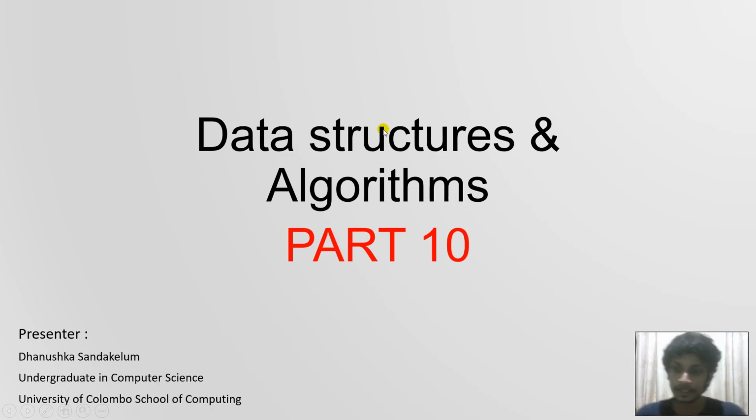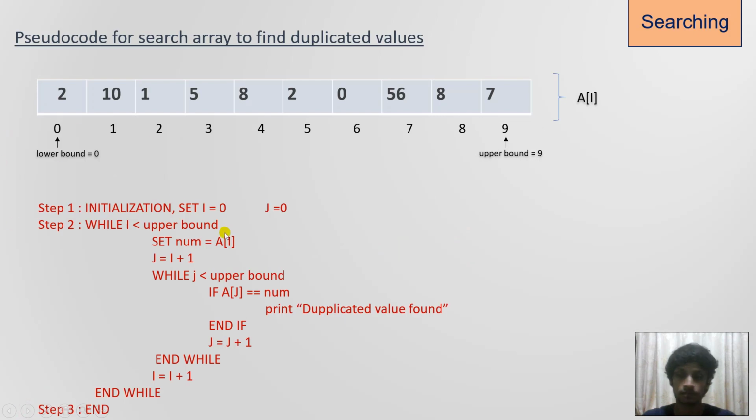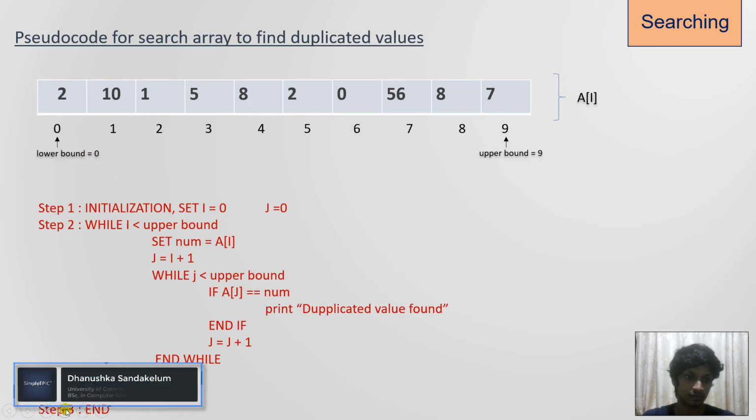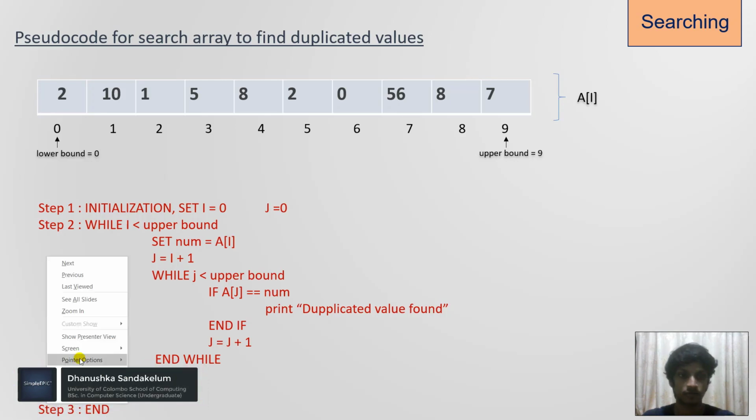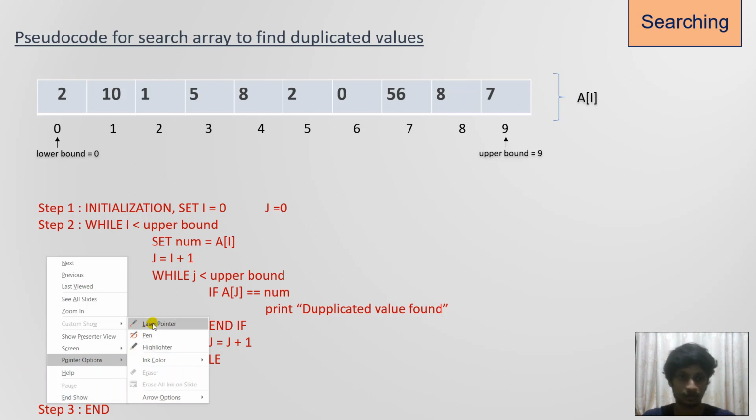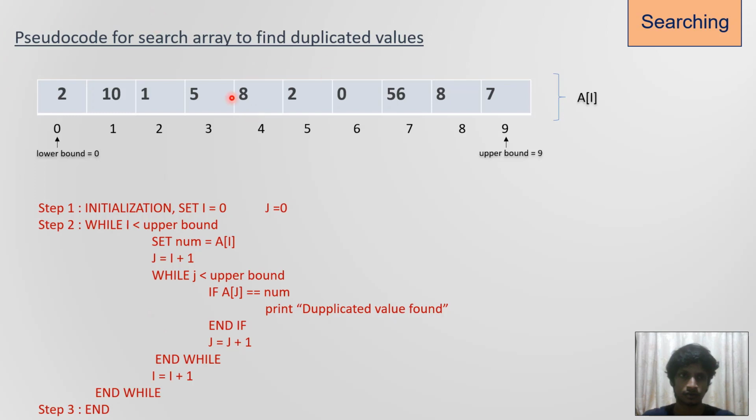Okay, so this is the 10th video of our tutorial series on data structures and algorithms. We were talking about the searching procedures that we can perform on an array. This is the second topic under searching, and this is the pseudocode for searching an array to find duplicate values.